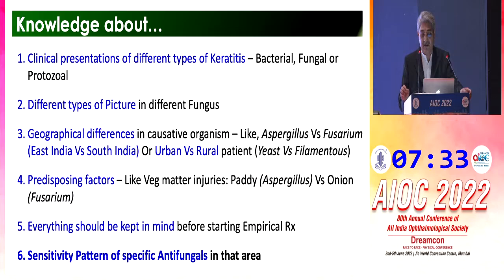You need knowledge about the clinical presentation of different types of keratitis, the different pictures of different fungi, and geographical distribution, especially in India. We know that Aspergillus is more common in eastern and northern India, and Fusarium is more common in South India. Then there is urban versus rural population, and also the predisposing factor: with paddy seed or paddy-related injury, Aspergillus is common, whereas with onion-related injury, Fusarium is common. So everything should be kept in mind before starting empirical management.